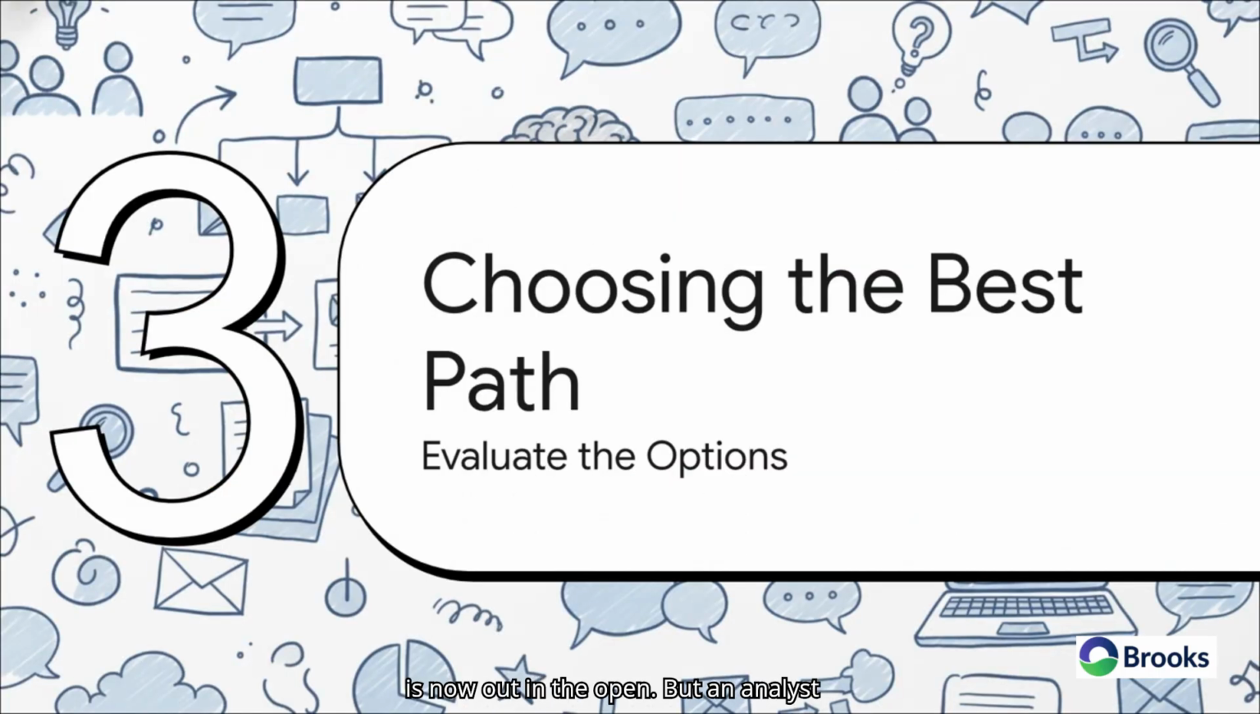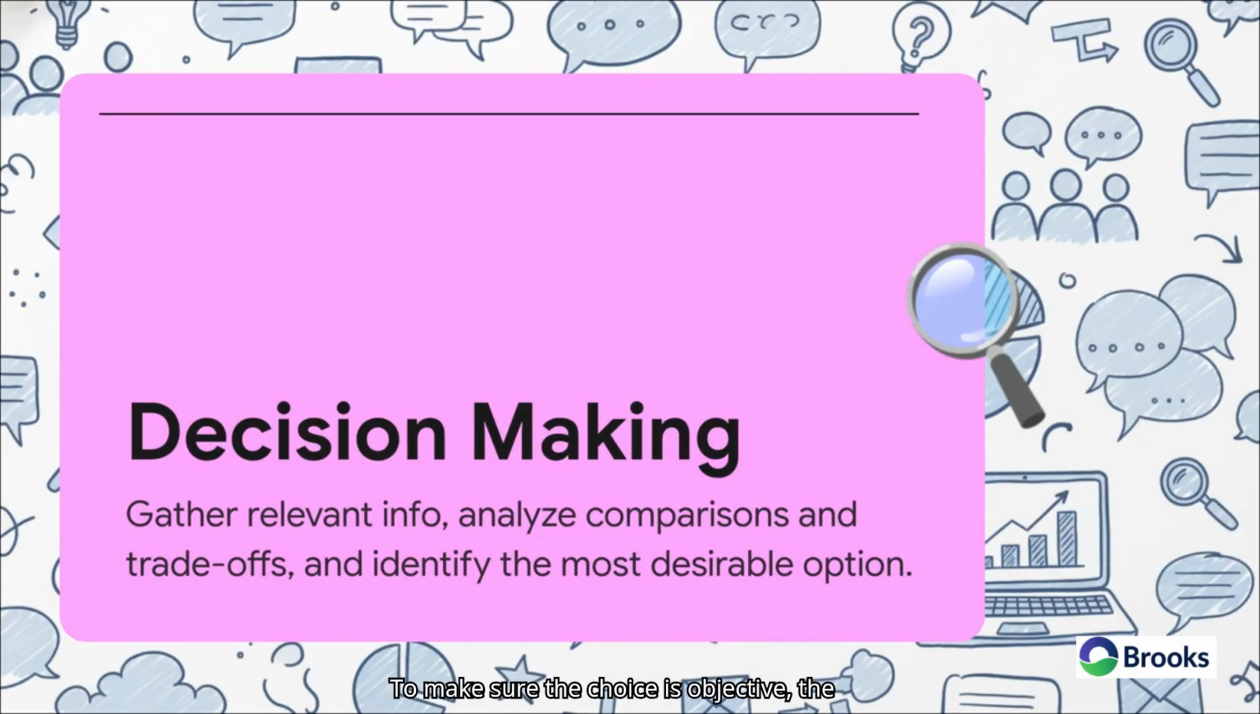So, the root cause is now out in the open. But an analyst's job isn't done yet, not by a long shot. Finding the problem is only half the battle. Now, they have to recommend the right solution, and they're going to use some very structured techniques to do it. To make sure the choice is objective, the analyst uses decision analysis. This isn't about just going with your gut feeling. No, it's a formal way to gather all the relevant facts for each option and then systematically compare the pros and cons to find the best way forward.